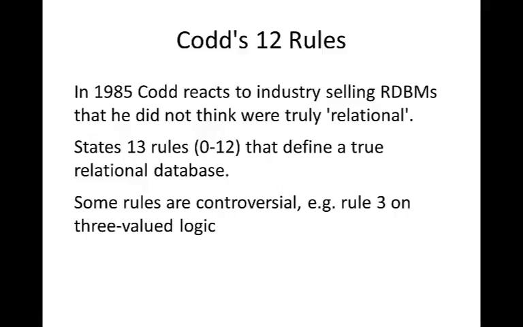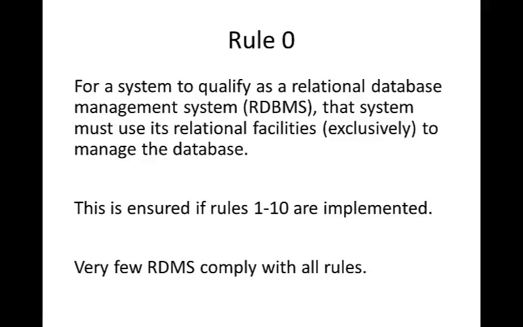So in 1985, he published 12 rules to define what a relational database is, according to him. Okay, it's actually 13 rules, 0 to 12, that define a true relational database. Note some rules are controversial, e.g. rules on three-valued logic. So is it 12 or is it 13 rules? Well, it's 12 and one meta rule, or one overarching rule, and that's rule 0.